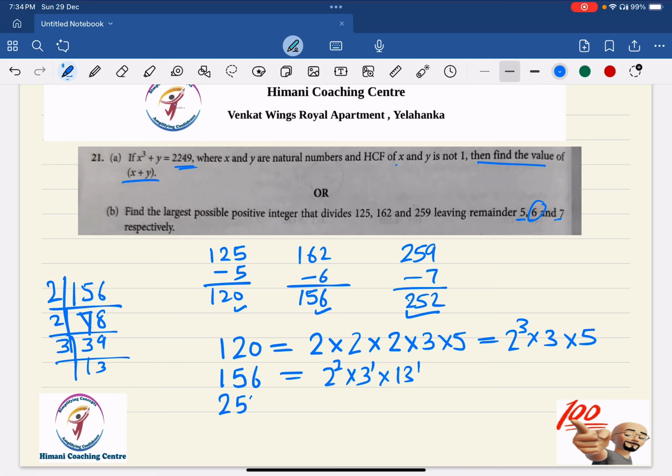Now let us look for 252. Okay, so let us do the prime factors quickly.